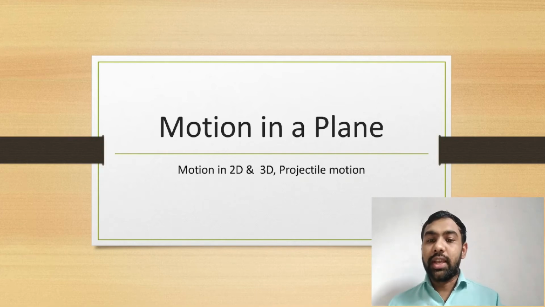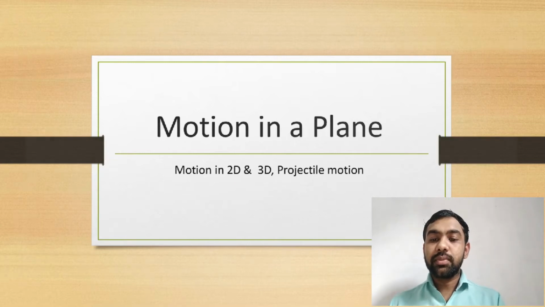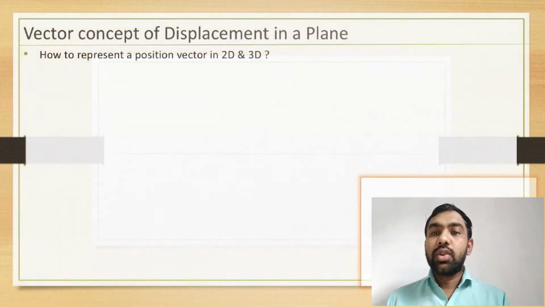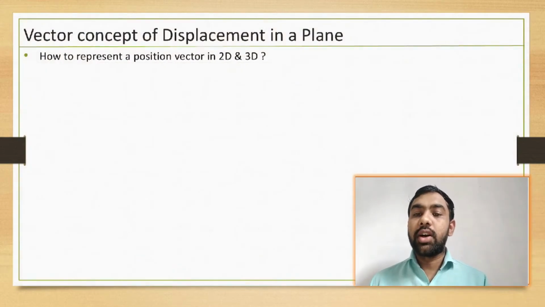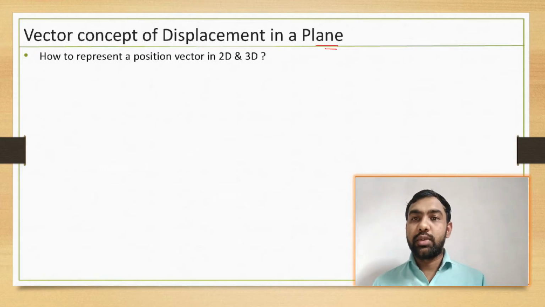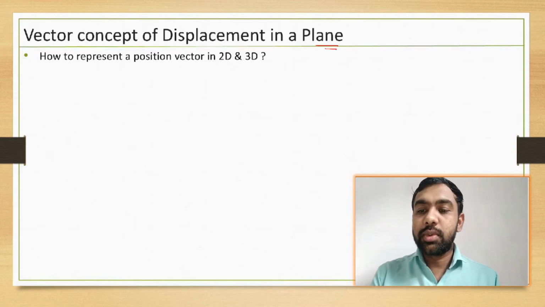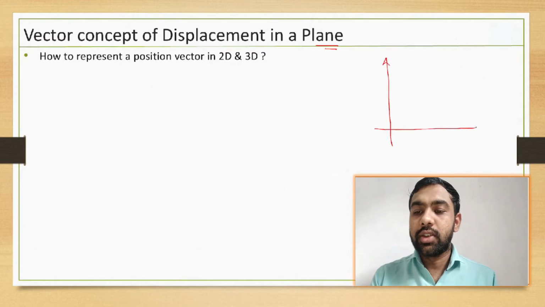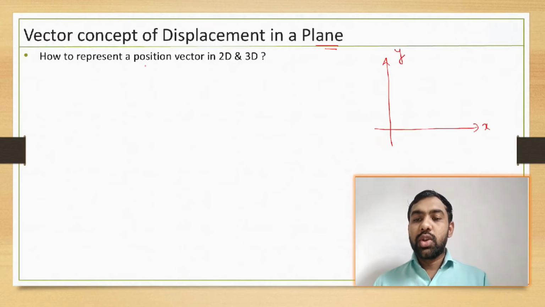So let's start our first case, motion in two dimensions and three dimensions. First, the vector concept of displacement in a plane. If you consider any plane, meaning the xy plane, suppose that's the x and y axis. The plane formed by the x and y axes is called the xy plane. Similarly, if you consider the x and z axes, then the plane is formed by the x and z axes.